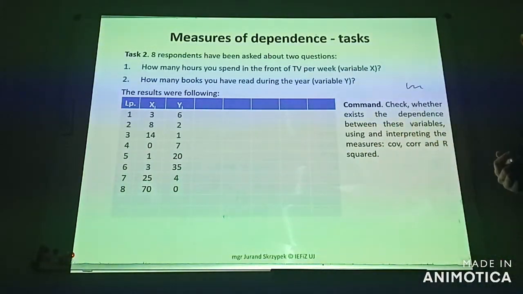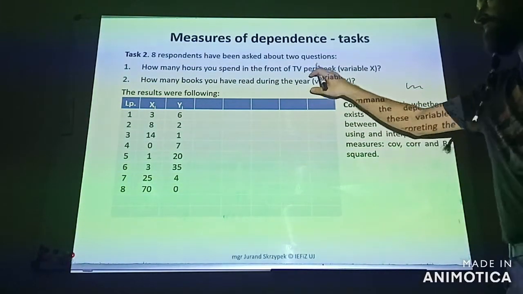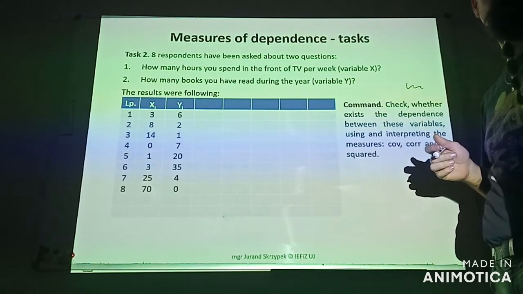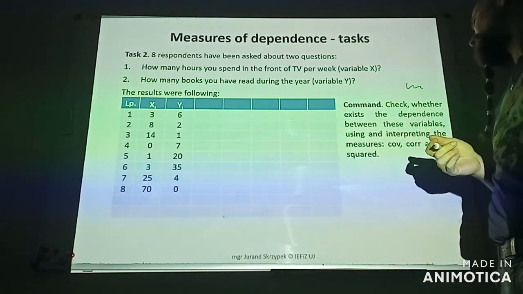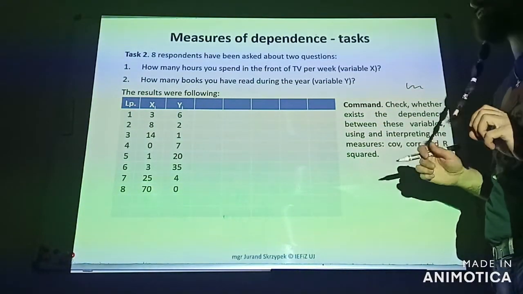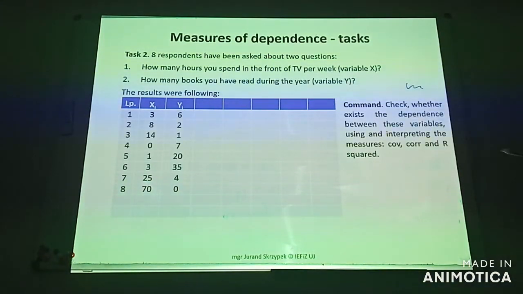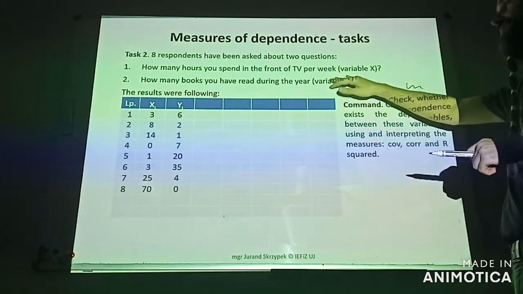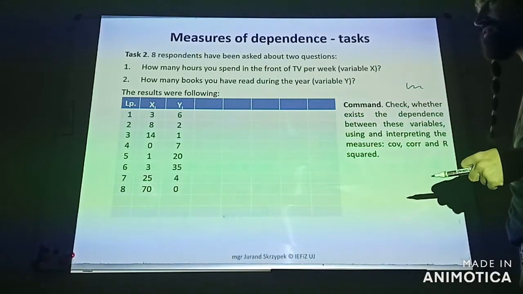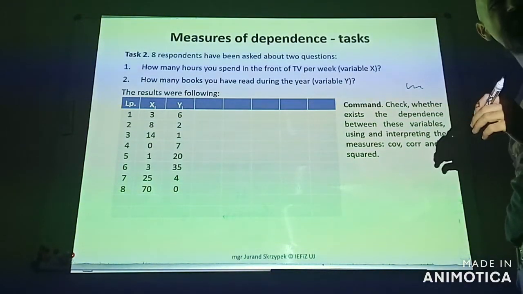What do you expect here? What can you say about the possibilities of the relationship between time spent in front of TV and the reading abilities? In my opinion, it may be a moderate correlation between the time spent in front of TV and reading books, but I think it has a rather negative character.